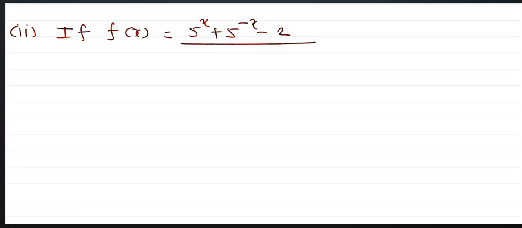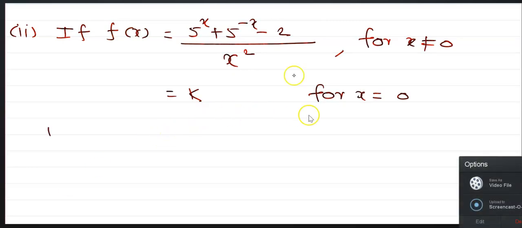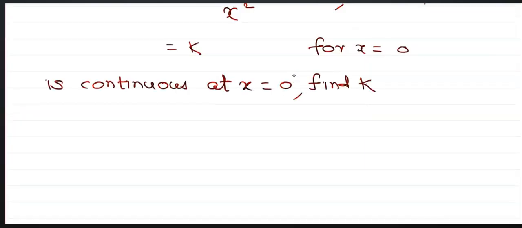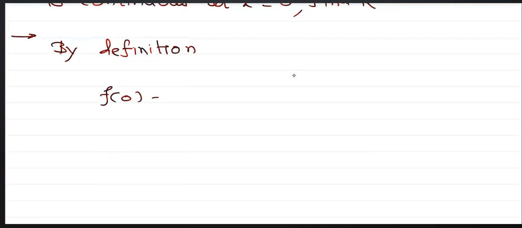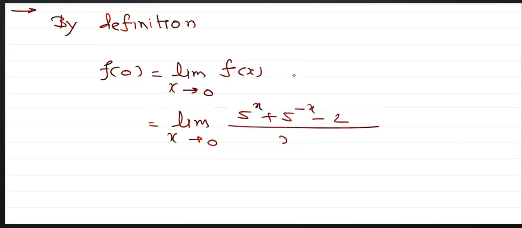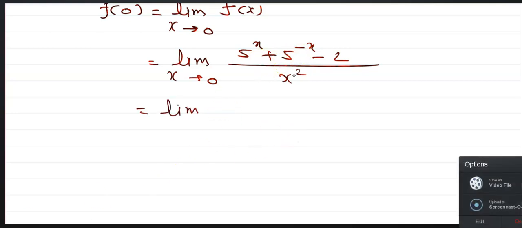Second, if f of x is equal to 5 raised to x plus 5 raised to minus x minus 2 upon x square for x not equal to 0, and equal to k for x equal to 0. We have solved this type of example. That is 5 raised to x plus 5 raised to minus x minus 2. That term is a perfect square. By the definition, f of 0 is equal to the limit as x tends to 0 of f of x. Now here is the perfect square we will get.